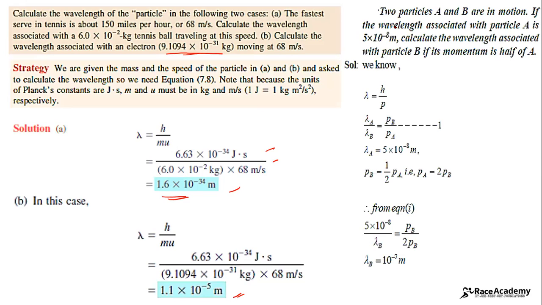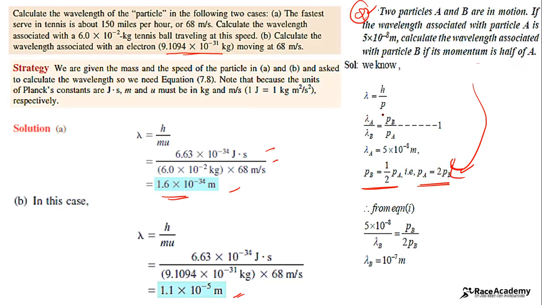Now another one is the two particles. Next question, the two particles A and B are in motion. If the wavelength associated with the particle A is 5 × 10 to the power of minus 8 meters, then calculate the wavelength associated with the particle B if its momentum is half of A. They are given that the momentum is half of A, like this. PB is half of A, that means PA by 2. Then the PA, PB relation is indirectly given in this question only.